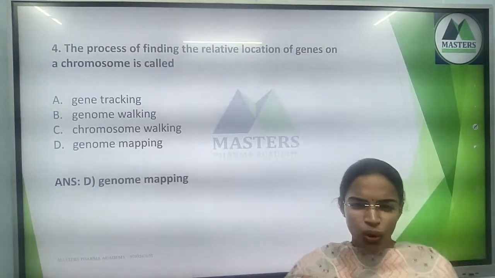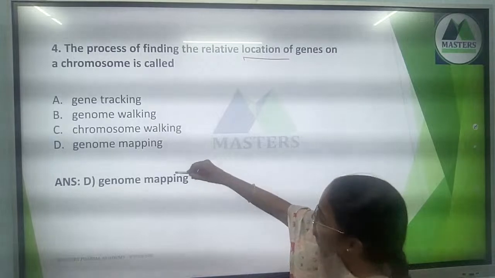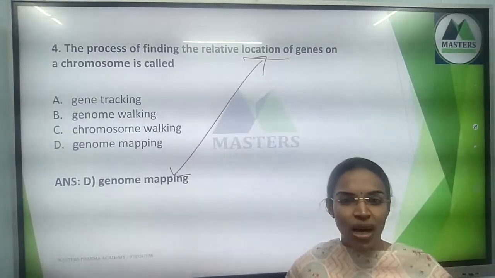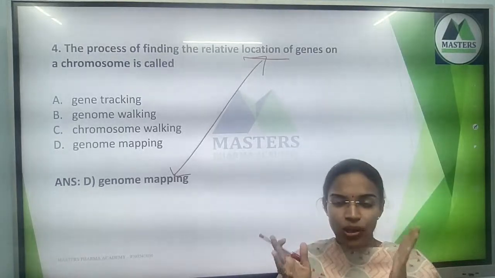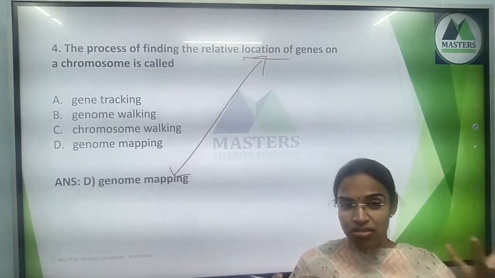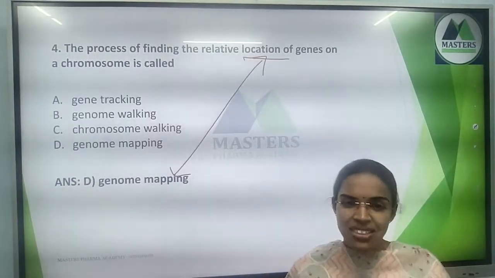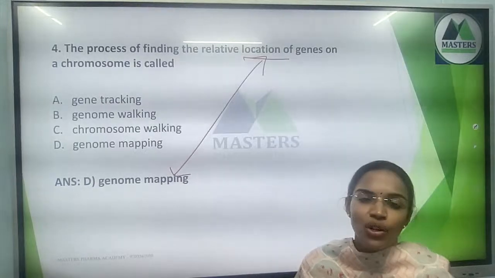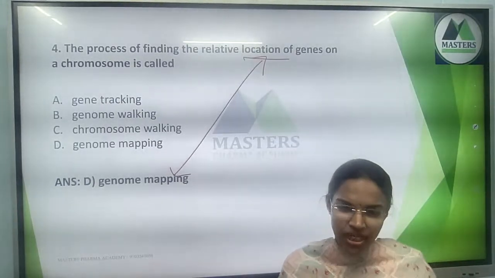So you people might have correlated the word location with that of a map, right? Whenever we talk about some location, even in Google Maps, we immediately get reminded of a map, right? So you must have correlated. Yes, that's a good correlation. Of course, correlation is important too. Sometimes that correlation works.